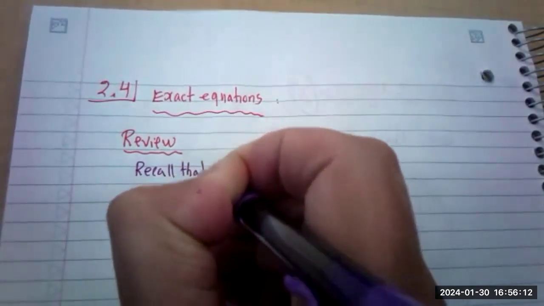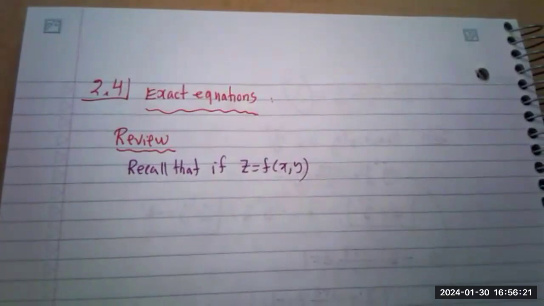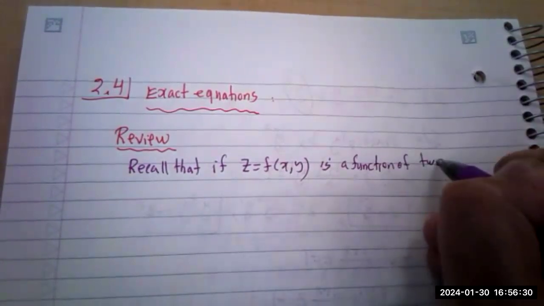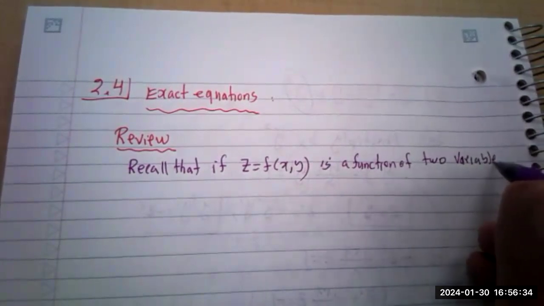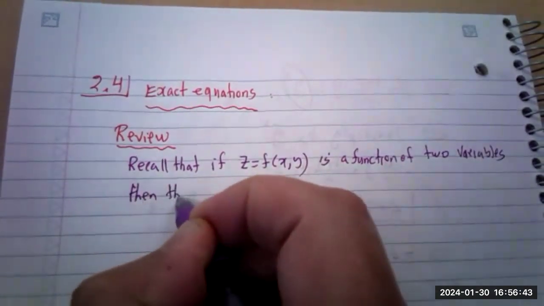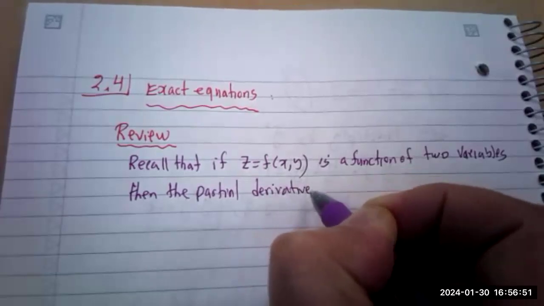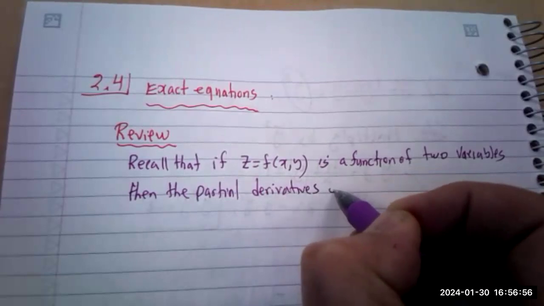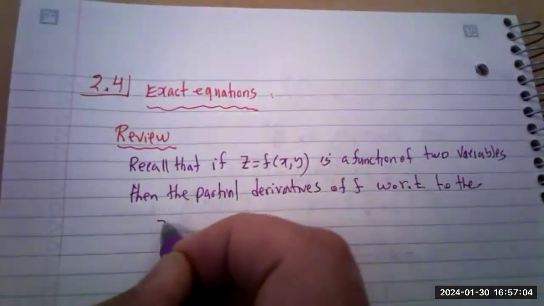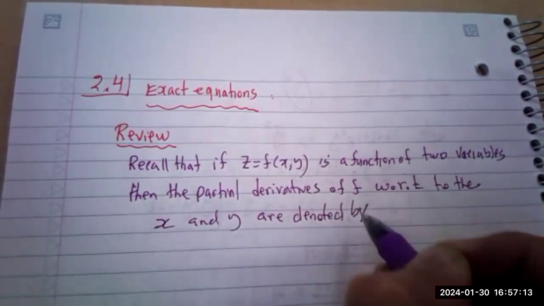Recall that if z equals f of x comma y is a function of 2 variables, then the partial derivatives of f with respect to x and y are going to be denoted by, this is a notation that we're going to use.